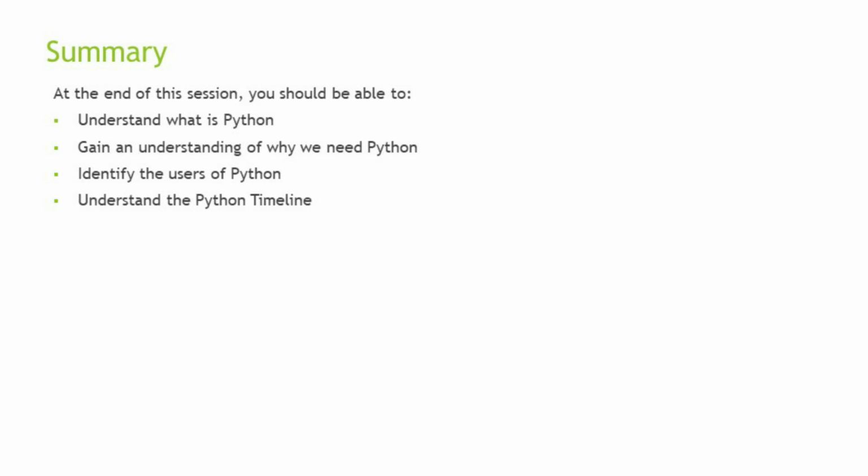So let's talk about the summary and let's recall the topics. The recent one that we covered is the Python timeline. We started from the very first version to 3.x. Then we've also learned what Python is and we also understood why we need Python. And we have also identified the users of Python and why users use Python applications.